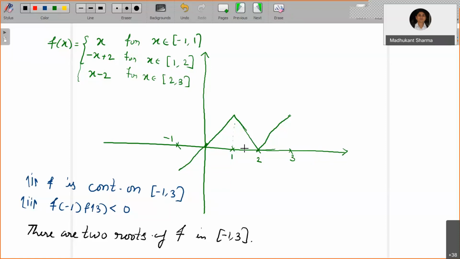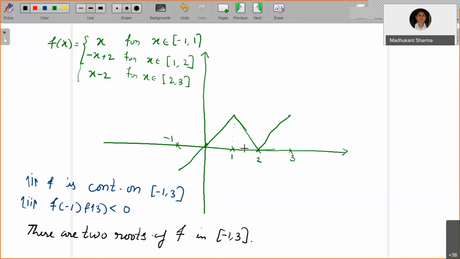Now, this property is useful for identifying the root of the equation f(x) = 0. If you have been given a polynomial of degree 2, degree 3, or at most degree 4, you know how to handle them. For the biquadratic equation, you know the Ferrari method is there. For the quadratic equation, you have the direct formula. For a cubic equation, you know that at least one real root is there.